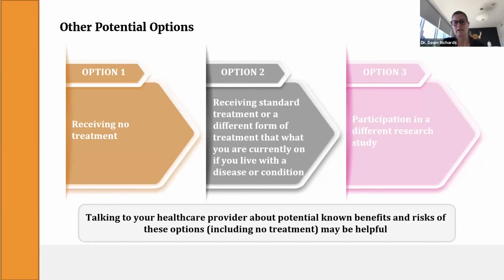Again, things may or may not continue through the phases of clinical trials pending the results of a phase. There are other options for you to consider. Clinical trials aren't the only option that are available if there's one out there. So an option is receiving no treatment, which may or may not be a good option, but that is an option. You may choose to receive standard treatment or a different form of treatment than what you're currently on if you're living with a disease or a condition, or you might participate in a different research study.